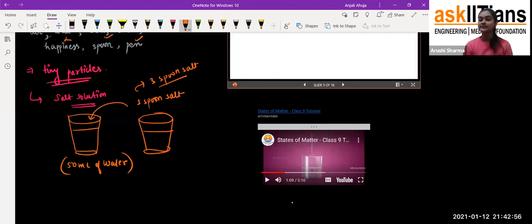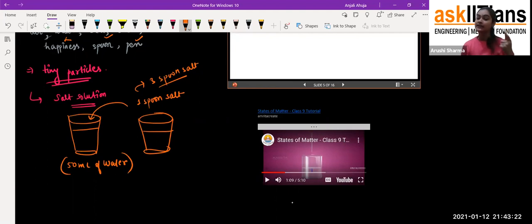You can do this experiment in your house also. You take one glass, fill it, and add 1 spoon of salt. Have you noticed that the water level increases? Exactly, no. That's the thing. This makes us understand that the matter we have is made of particles, and these particles have spaces between them.